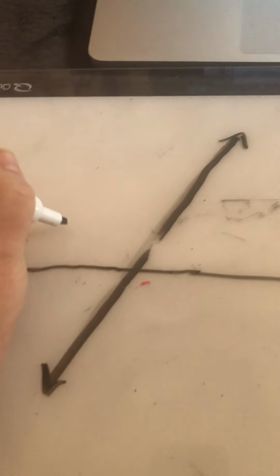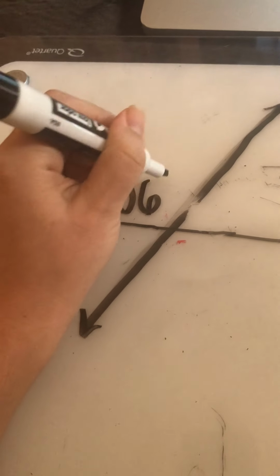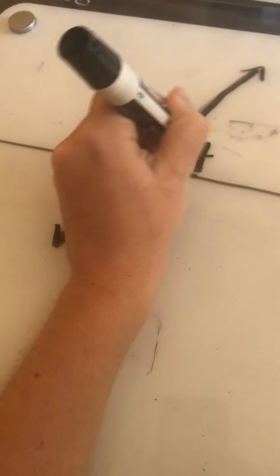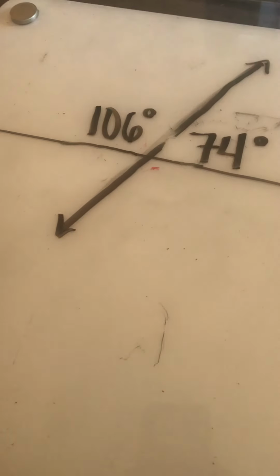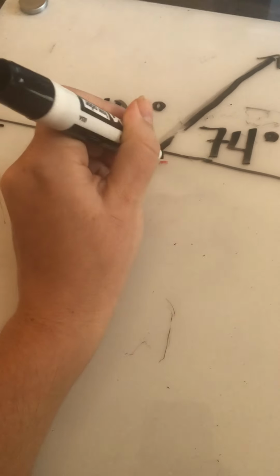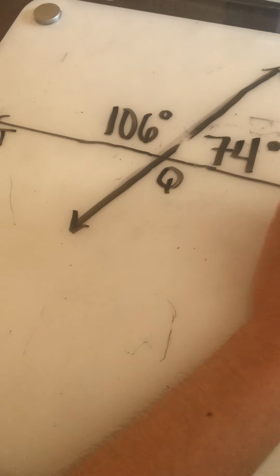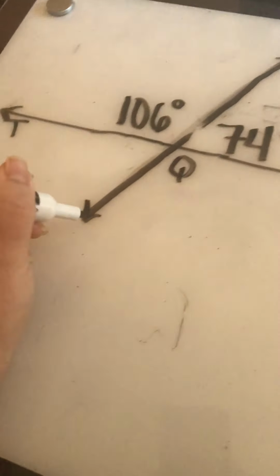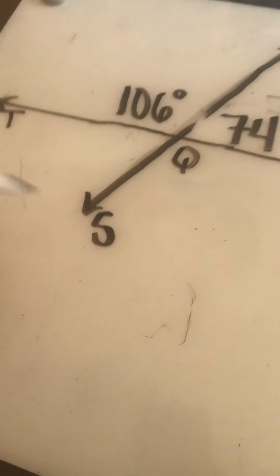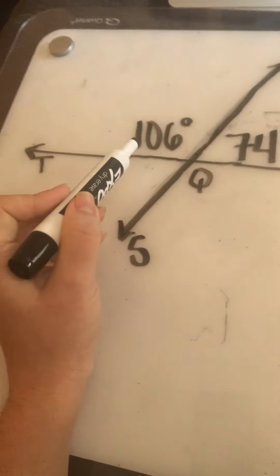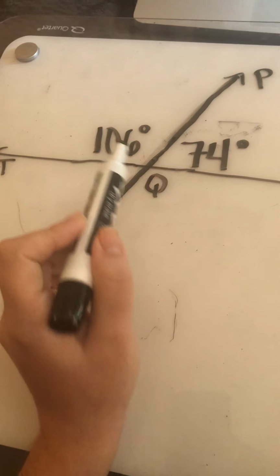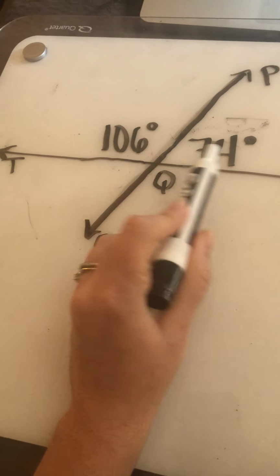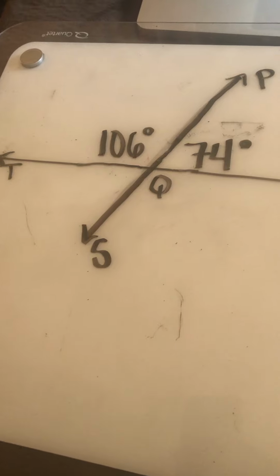Just fix our lines here. So we're given 106 degrees here, and we're given 74 degrees here. Put our letters on so we can identify our angles. And S. Okay, so right now we have our two angles. They gave us 106 and 74. Now these two angles are not vertical to each other because they're not opposite one another, right? They're next to each other, so they're not vertical.